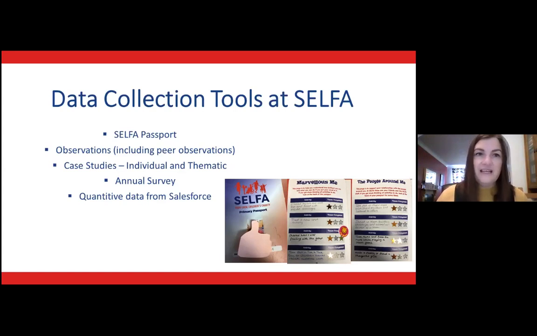But just to give you a little bit of background, I'll let Sam have a little chat about the Selfa Passport, and then we'll go on to observations. We'll talk about the different kinds of case studies we do, both individual and thematic. We'll talk about our annual survey and how we get people to engage in that, because although a survey isn't very creative, how we get people to actually fill it in is. And then we'll talk about some of the quantitative data we use from Salesforce. Again, not terribly innovative, but really important in what we do.